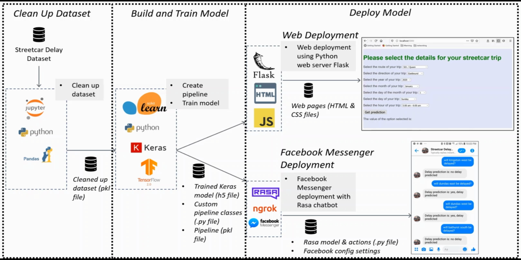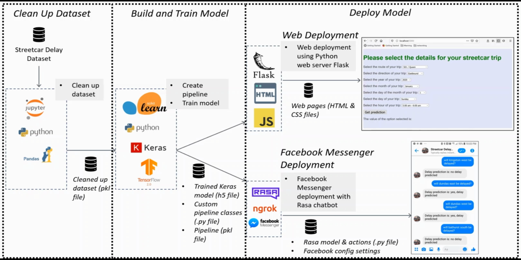This diagram describes the entire technology stack that makes up the solution described in the book. This solution predicts streetcar delays. On the left, there's a Python notebook that takes in the raw dataset and produces as output a cleaned up dataset saved as a pickle file. This pickle file is fed into another Python notebook that takes advantage of scikit-learn libraries and Keras to generate pipelines and a trained deep learning model.